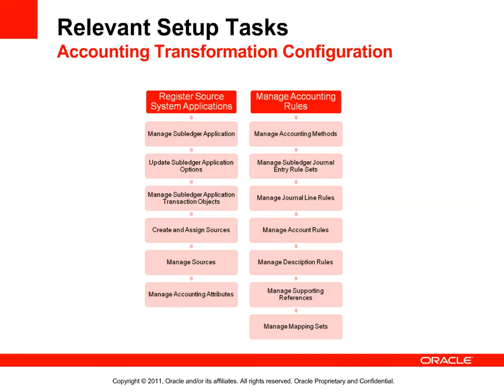All setup tasks are accessible under the Accounting Transformation Configuration activity in the Oracle Fusion Accounting Hub offering. There are two groupings of tasks under Accounting Transformation Configuration. Register Source System application includes tasks for integrating the source system with the Oracle Fusion Accounting Hub. Manage Accounting Rules includes the task to define the journal entry generation rules.